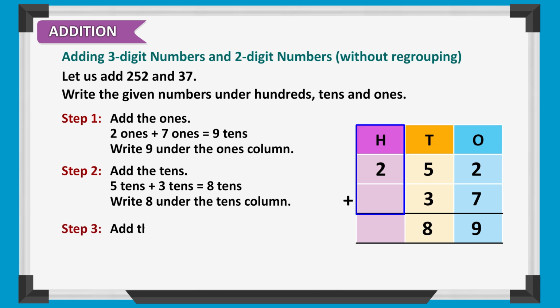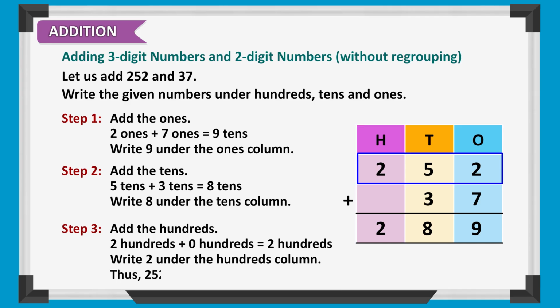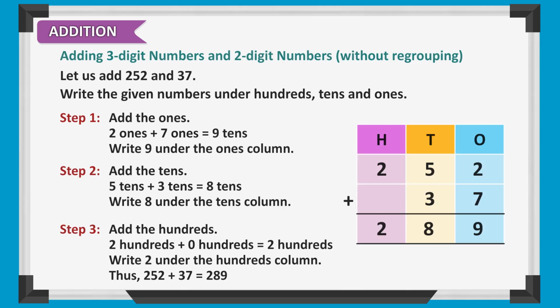Step 3. Add the hundreds. 2 hundreds plus 0 hundreds is equal to 2 hundreds. Write 2 under the hundreds column. Thus, 252 plus 37 equals 289.